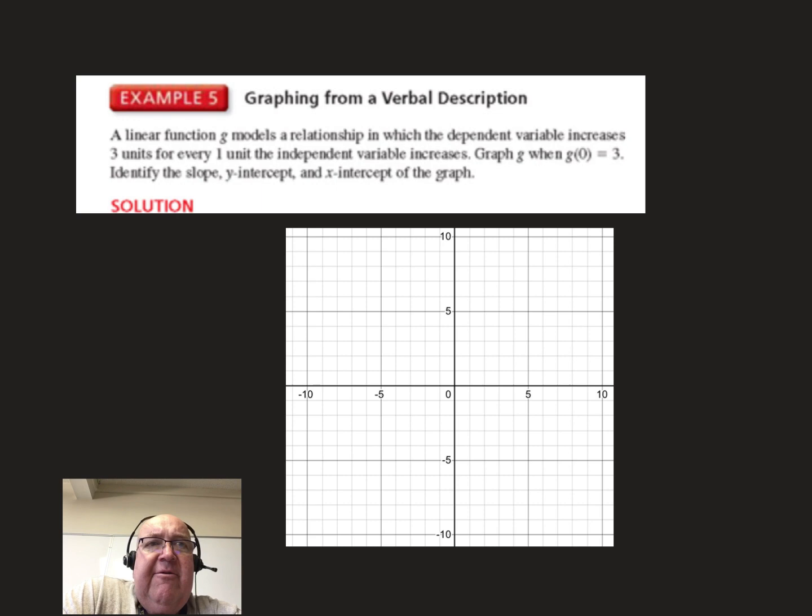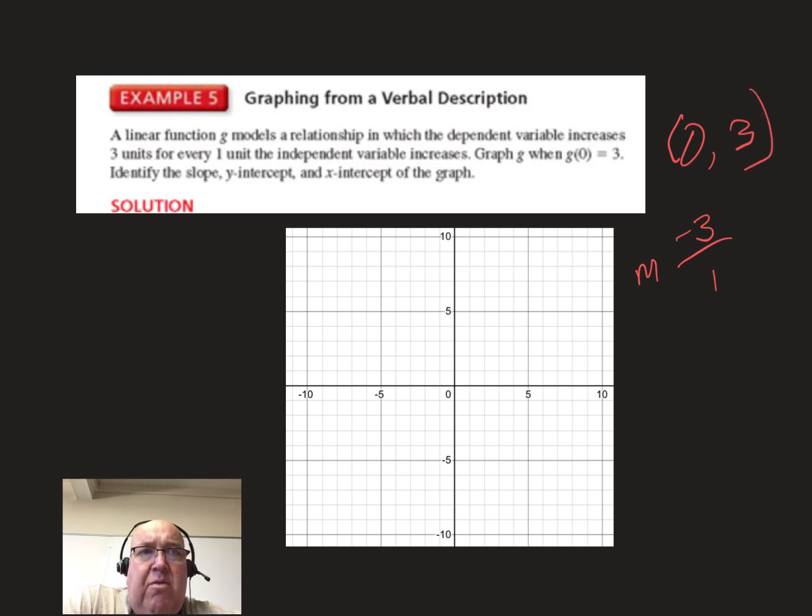Alright, so we have a linear function g that models a relationship in which the dependent variable decreases 3 units for every 1 unit the independent variable increases. Okay, so our change in y is going to be -3 over 1, so that is going to be our slope. Graph g when g of 0 equals 3, so it's going to go through the point 0, 3, which is going to be our y-intercept.